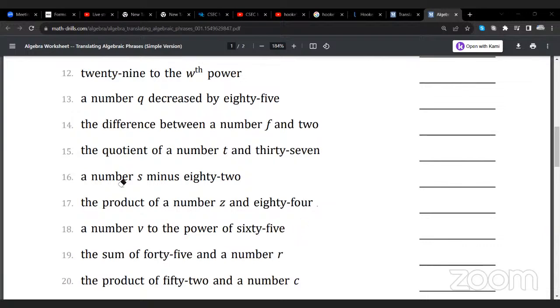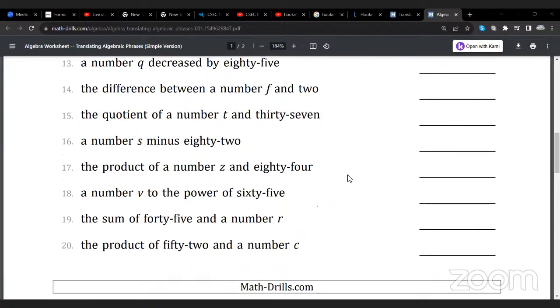So always read the question. Take your time. Don't rush it. Read it slowly. 19. The sum of 45 and a number R. What should we write for that? Sean says 45 plus R. That's correct. Final one: the product of 52 and the number C.